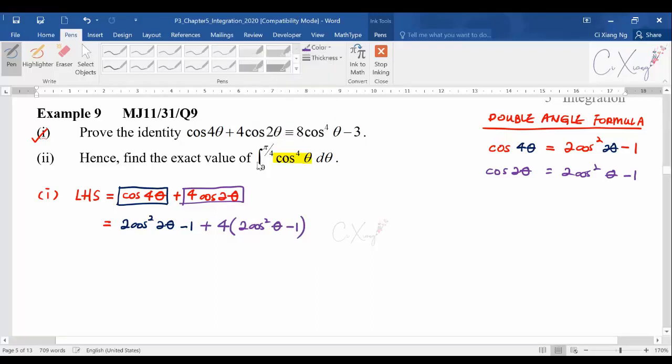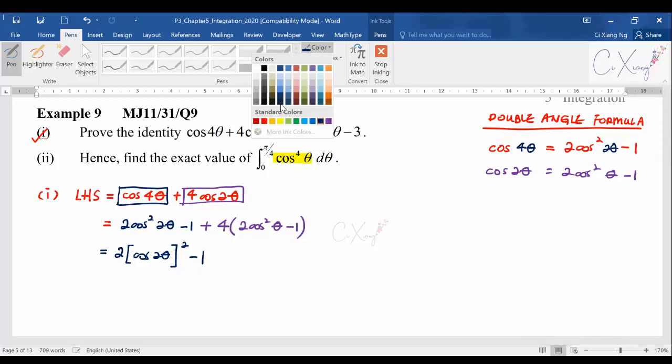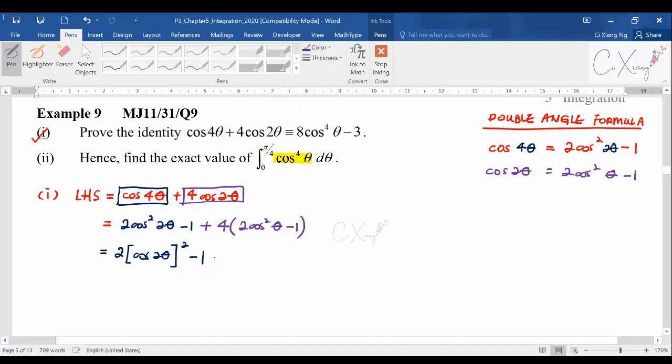Okay, so if I continue from here, then you will see that 2 is a 2, and then cos 2 theta, I will want to write as 2 cos squared theta minus 1. Okay, then for the purple color part, I will multiply everything together and get 8 cos squared theta minus 4. Okay, all right. Then now, please have a look at this one.